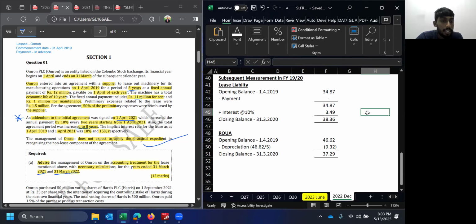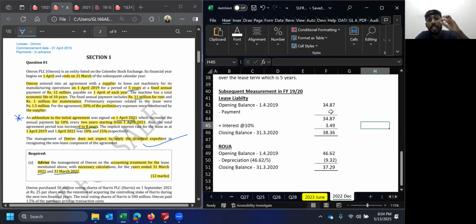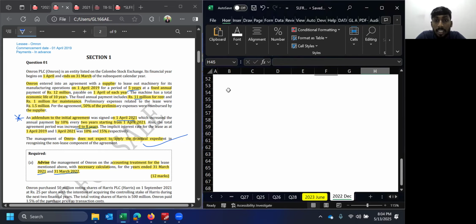This is a remeasurement. Yes, this is not a separate lease. Why? What's the reason for not considering this a separate lease? No scope increase. Exactly, no increase in the scope. Okay. Now we need to provide guidance on the lease modification.